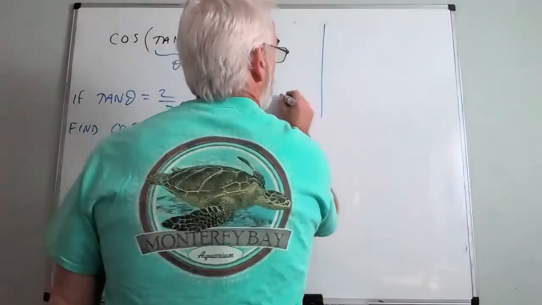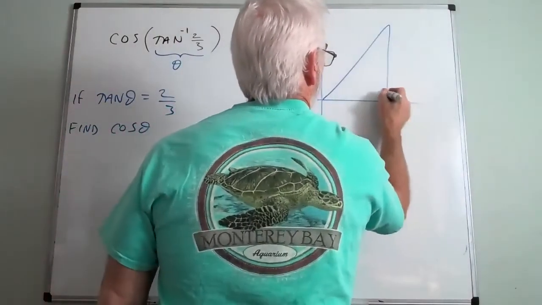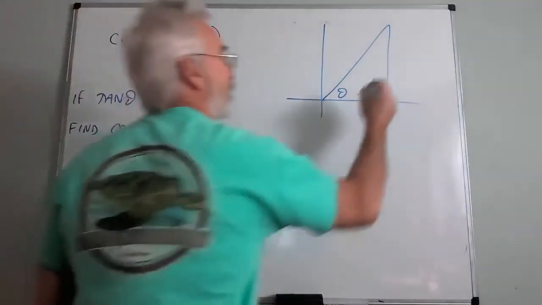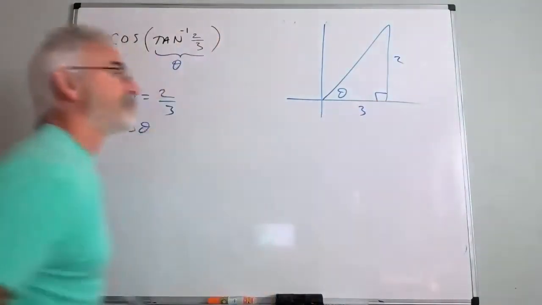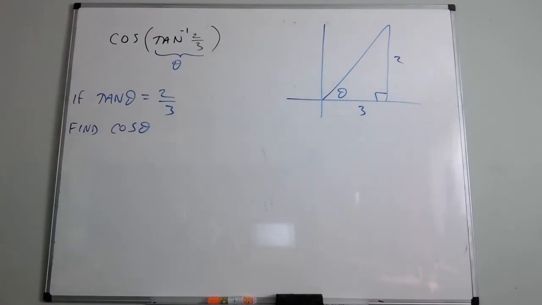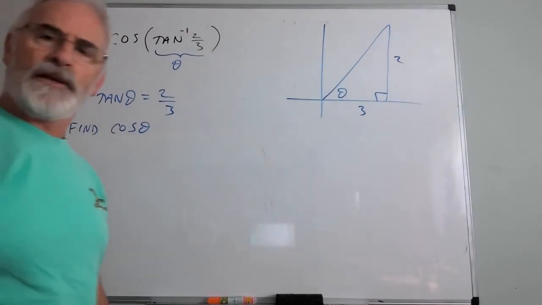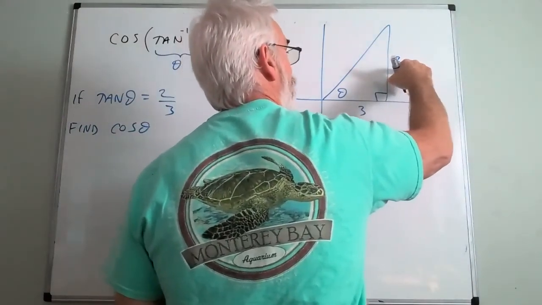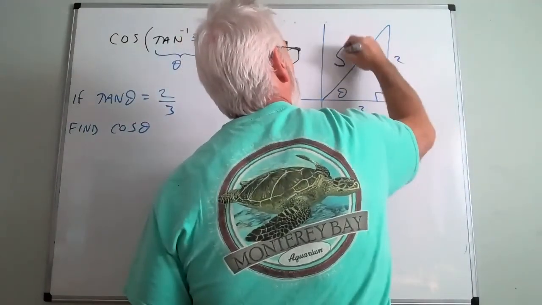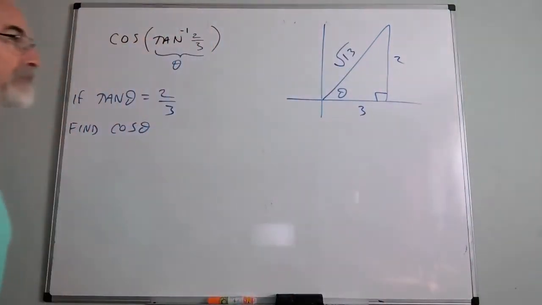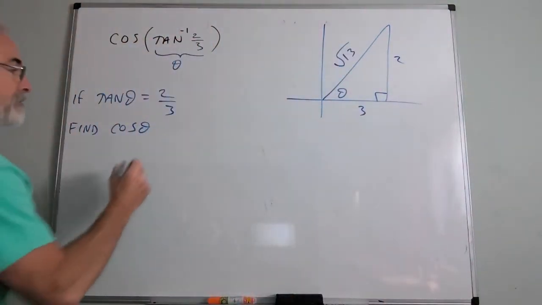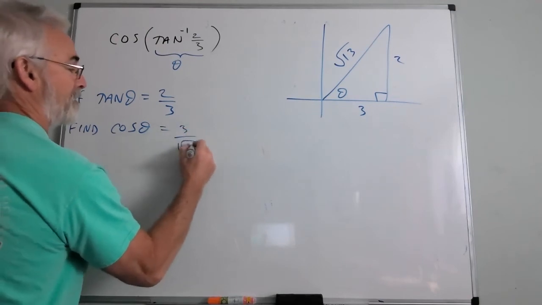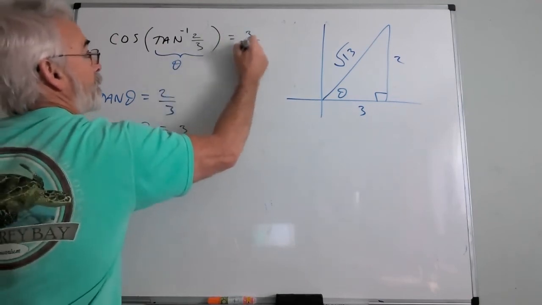So let's draw a picture. If the tangent of theta is 2/3, then that would be 2 and 3. What would the hypotenuse be? Well, 3 squared plus 2 squared, that's 9 plus 4 is 13. So this would be root 13. So what is the cosine of theta? 3 over root 13. So the answer here is 3 over root 13.